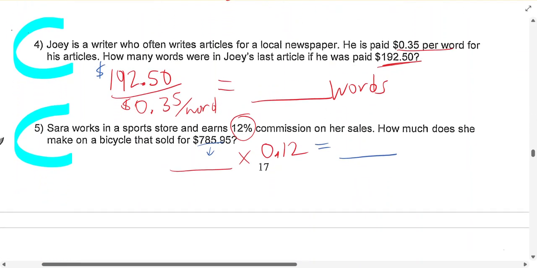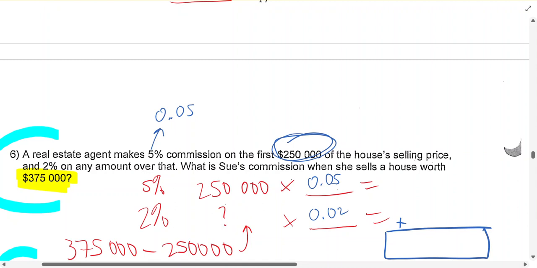Number 5, 12% commission. You take 12%, use the true value, which is the decimal form, and multiply it by the sales. So sales times decimal. You can do it in the other order. That's fine: 3 times 4 equals 12, and 4 times 3 also equals 12. Good. Next one, real estate agent.